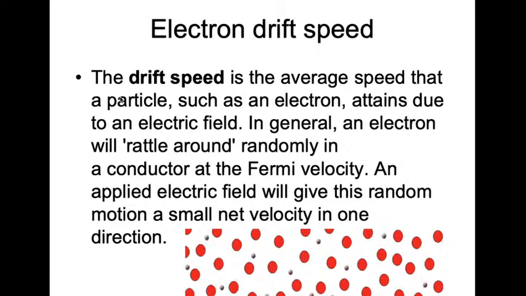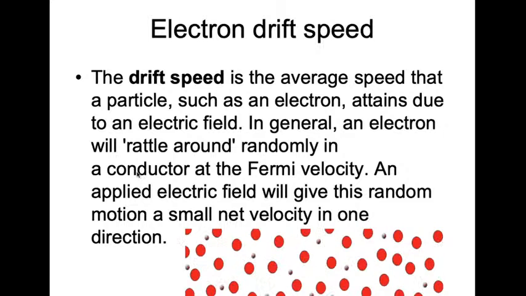When we start to add in an electric field, there still is the random movement, but we're giving them a little bit more direction, and that net motion is the electron's drift speed. It's the average speed that a particle, which we're mostly going to be looking at electrons, attains due to the electric field applied to it. An electron will still be rattling around, as you can see in this image at the bottom of the screen, randomly up and down and all around.